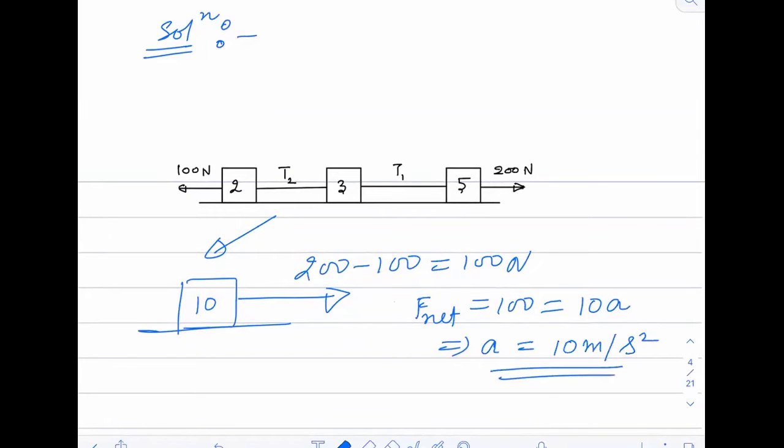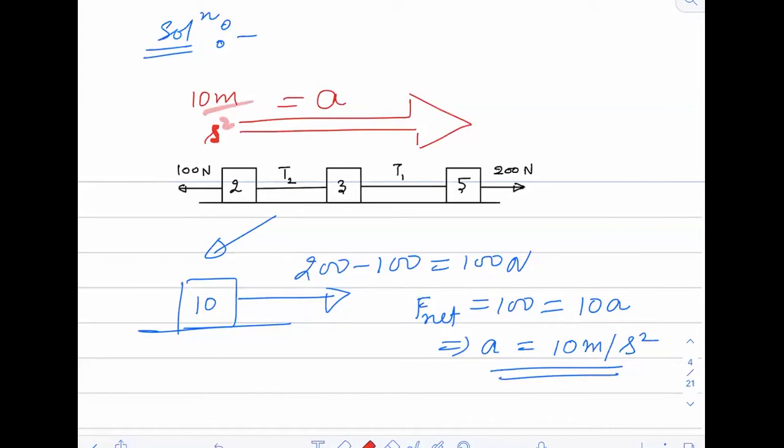Now, if I have got the acceleration, I can say that this complete system moves in this direction with 10 meters per second square. Did you understand this much? Yes?